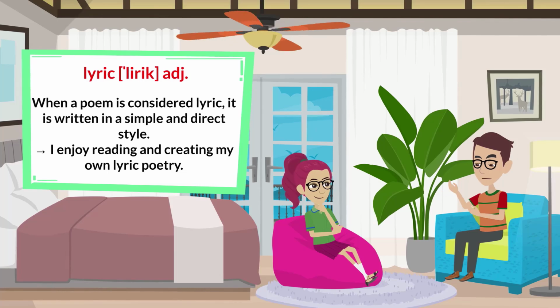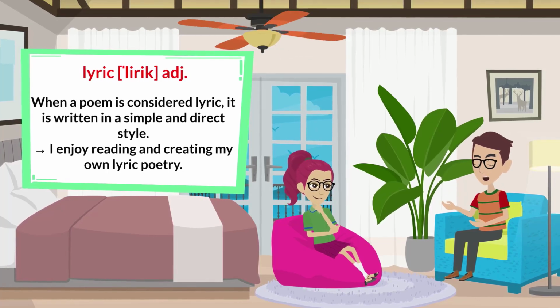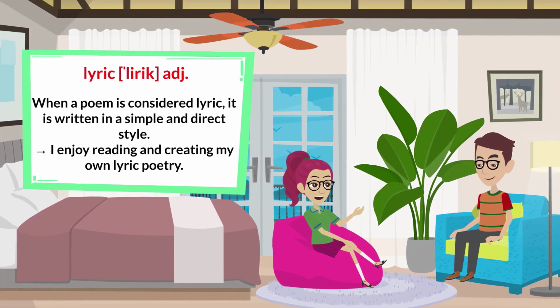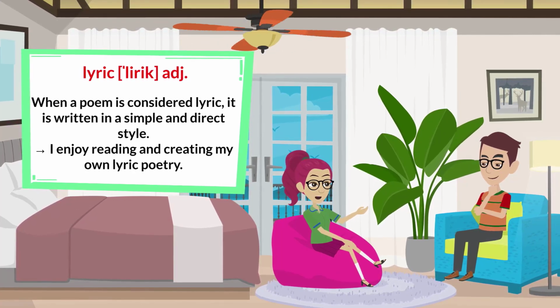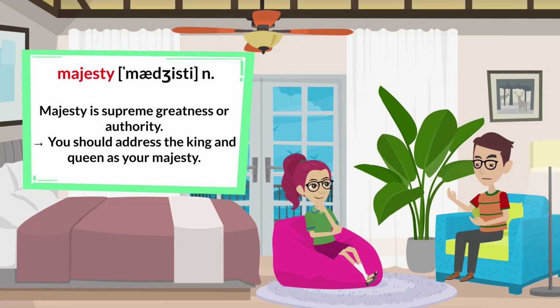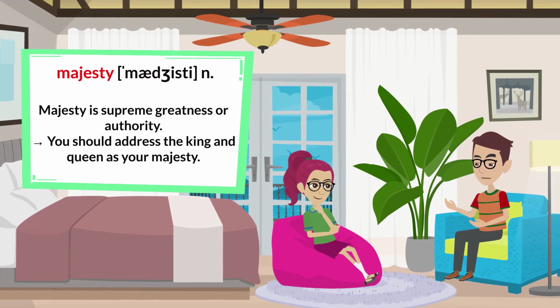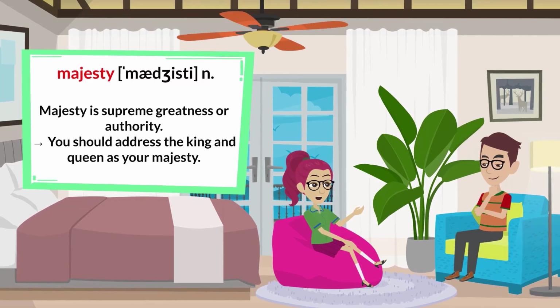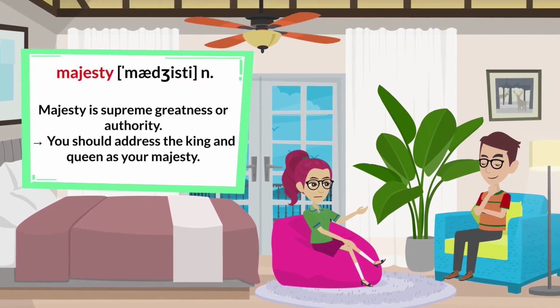Lyric. When a poem is considered lyric, it is written in a simple and direct style. I enjoy reading and creating my own lyric poetry. Majesty. Majesty is supreme greatness or authority. You should address the king and queen as your majesty.